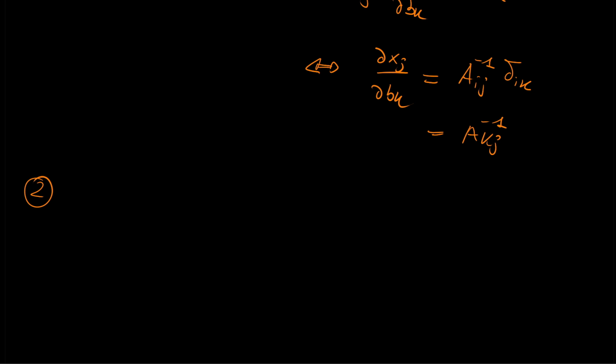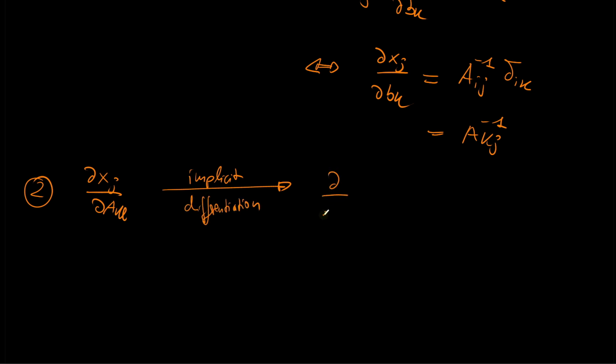And point number 2 is this rank-3 tensor. So it's the derivative of x_j with respect to A_kl. It is a rank-3 tensor, but we will do exactly the same. We will apply implicit differentiation on our optimality criterion, or the linear system constraint. So implicit differentiation. So let's derive the left-hand side with respect to A_kl, and the left-hand side was A_ij times x_j, and the right-hand side is also derived with respect to A_kl, and here it was just b_i.